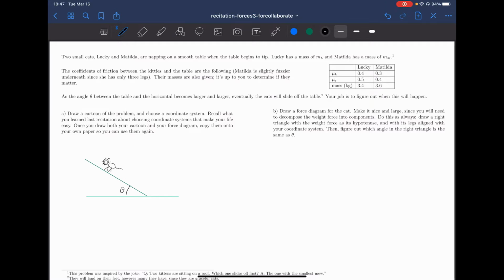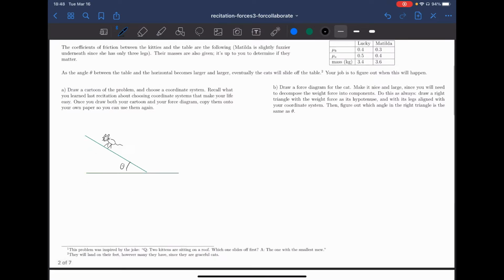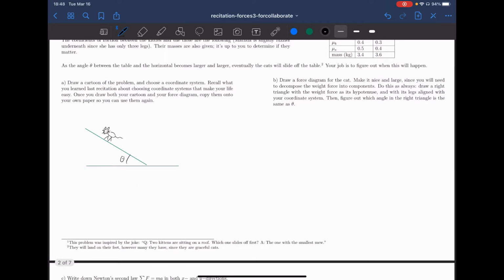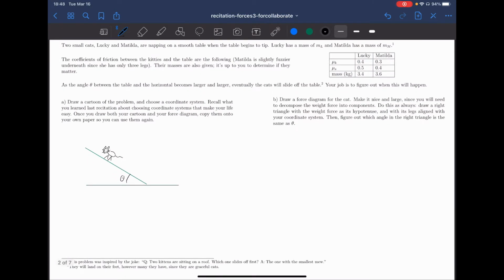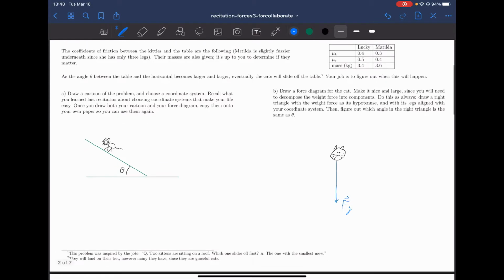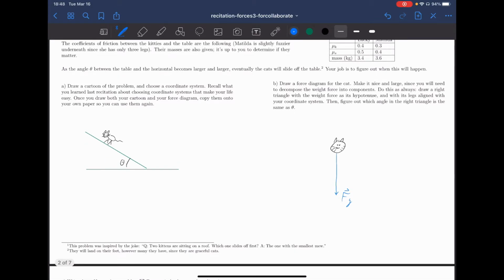Okay, so we have our cat on the table, and we are now going to draw the force diagram for this cat. We'll just draw it like this. We'll put a circle, and we could put some whiskers in here, why not? Okay, so we have our cat, and for the forces, we have gravity pointing down. We'll write this as a vector. We'll soon see why it's nice to write these things as vectors.